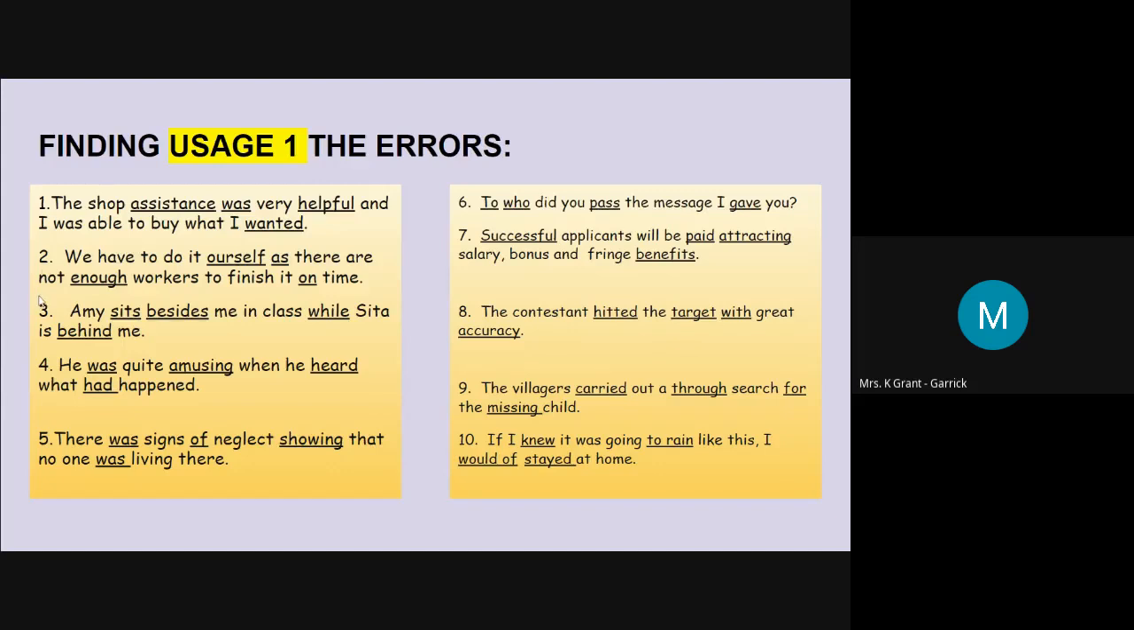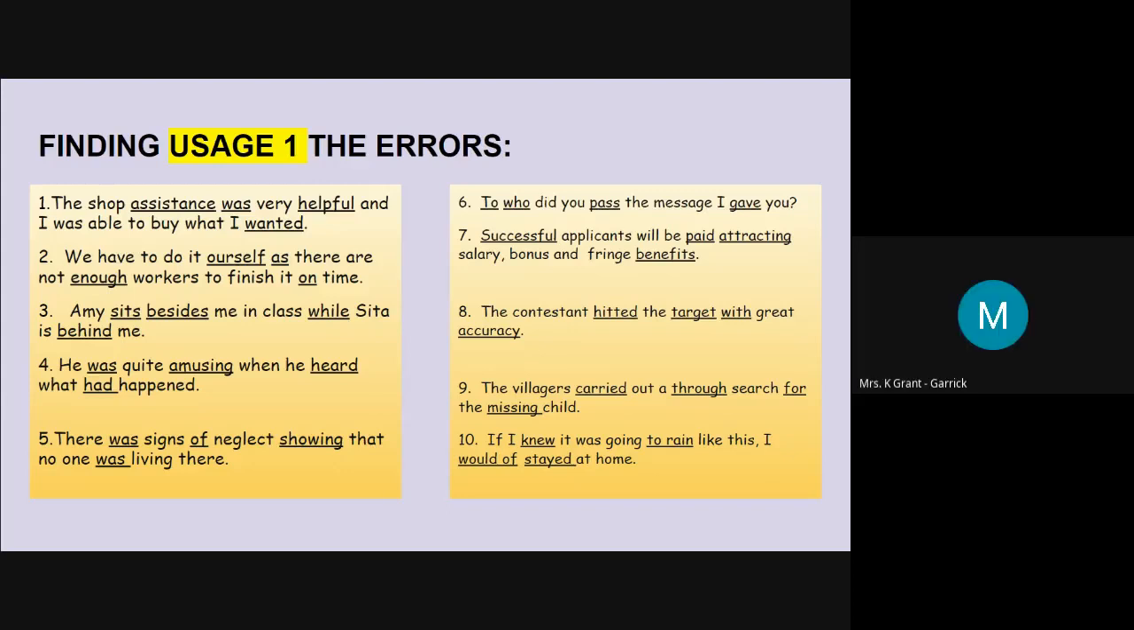Look at number 2. We have to do it ourselves as there are not enough workers to finish it on time. What do you think? Which one is off? Ourself. Jamaican people love to say ourself, but the idea should be ourselves. All right, number 3.